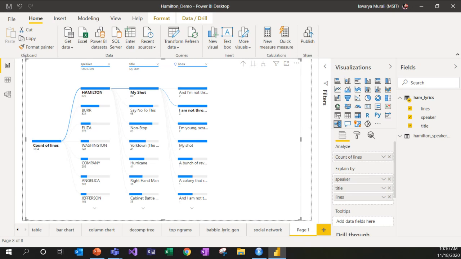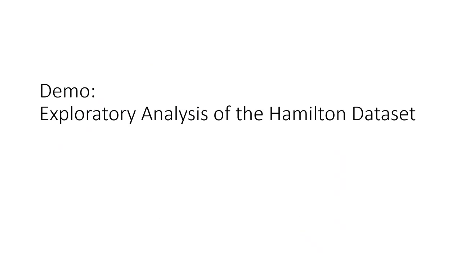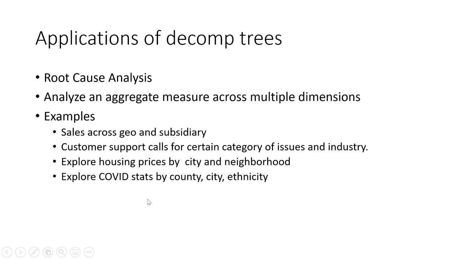Now let's go back to the demo. Right, so the decom tree that we saw was a drag and drop, easy to create visual. Here are some applications of where you can use decom trees. It can be used in things like root cause analysis or to analyze and aggregate measures across multiple dimensions. An example of root cause analysis could be maybe your business is seeing increased customer support calls and you want to do a deep dive into where it's coming from.